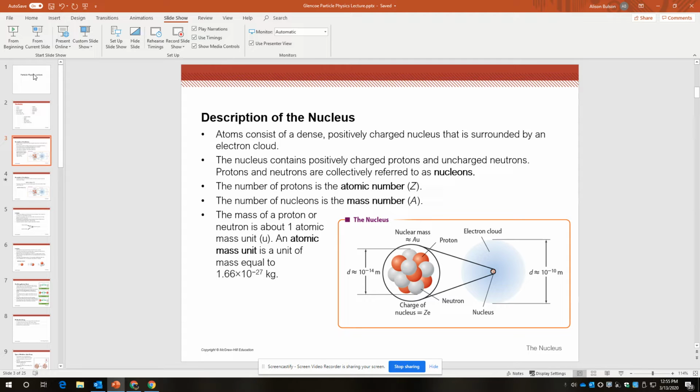The number of protons in the nucleus is called the atomic number, and the number of total nucleons in the nucleus is called the mass number. And those two numbers help us identify isotopes of an element. The mass of a single proton or a single neutron is about 1 atomic mass unit, and an atomic mass unit is a mass equal to about 1.66 times 10 to the negative 27th kilograms.